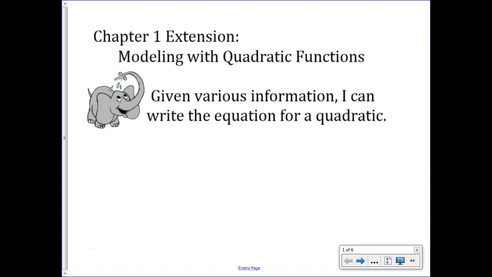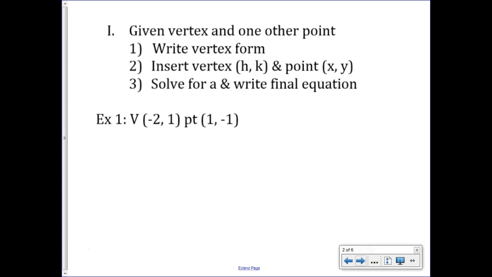Alright guys, today we are talking about modeling with quadratic functions. So we're going to be given some information and see if we can work through to find out what equation these values came from. So kind of working backward, solving a puzzle here.